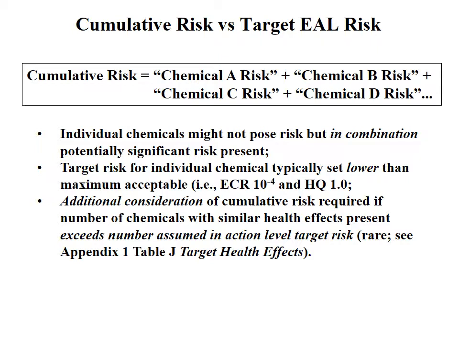The goal is not to have to go back and calculate cumulative risk and add additional time and cost to the project. So we include a table in Appendix 1 of the guidance, Table J, that summarizes, just for general knowledge, target health effects by individual chemicals. This is really getting into the realm of risk assessors, where you do need their expertise when you start looking at cumulative risk on a site-by-site basis.